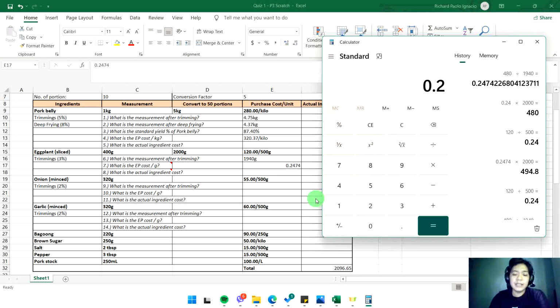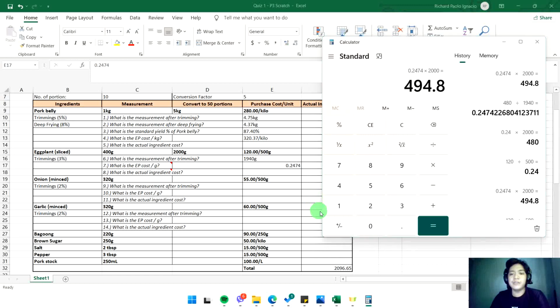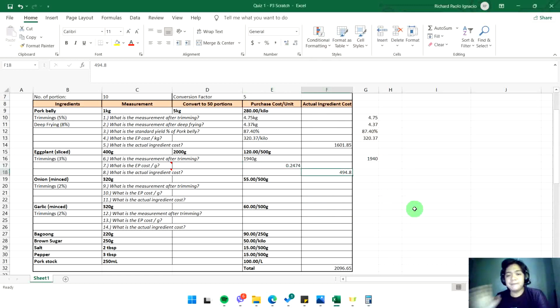And ito na ngayon ang gagamitin natin na presyo para makuha yung ating actual ingredient cost. At ang binili natin is, again, 2,000 grams ang binili nating eggplant. And you have 494.8. Yun ang actual ingredient cost natin after computing the edible portion cost per gram. And I hope, again, that is clear with everyone. Next, we will do the same for onions and garlic.